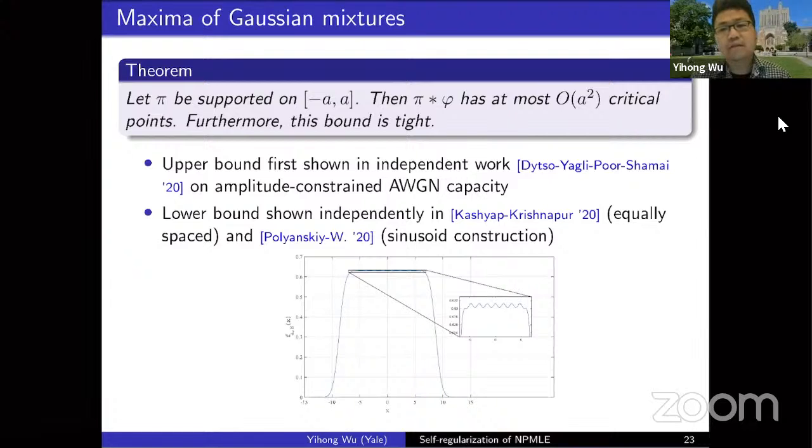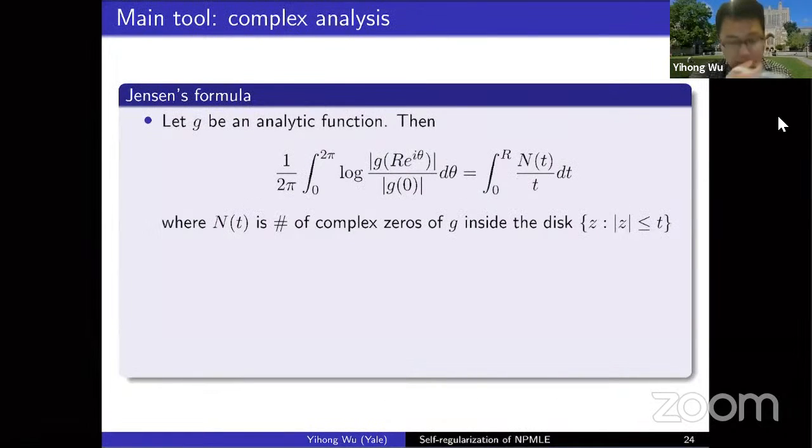In fact, for this equally spaced construction that I mentioned, you can make the spacing 1 over a instead of a huge constant, and still create many different modes. This requires a more difficult analysis. In our paper, I'll give a simpler-to-prove sinusoids construction. So I think this explains this.